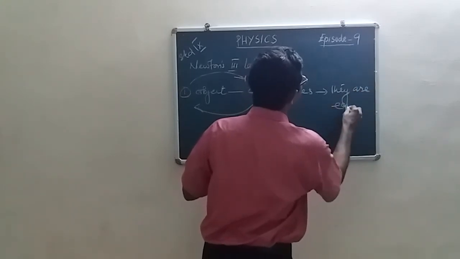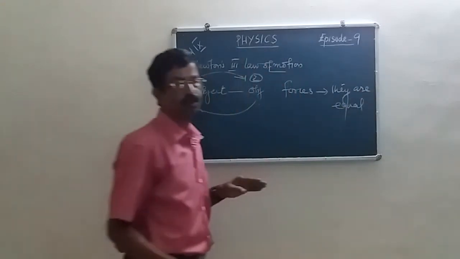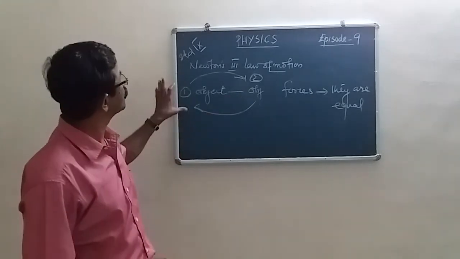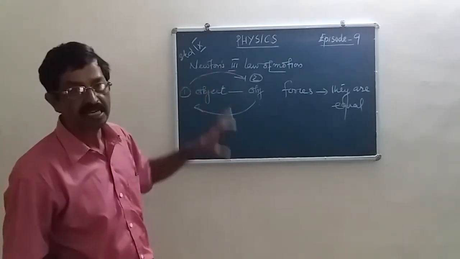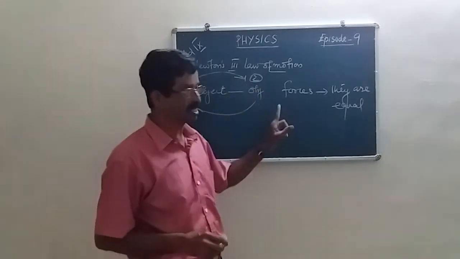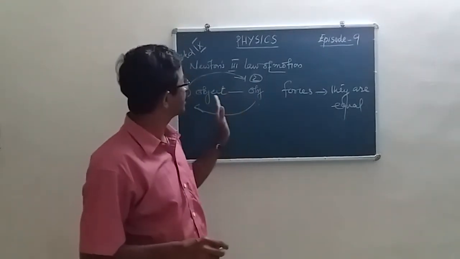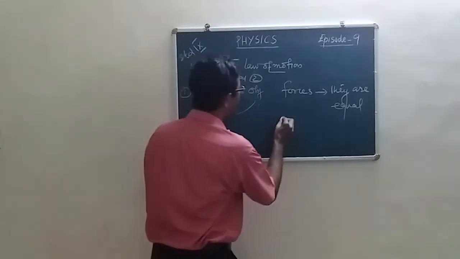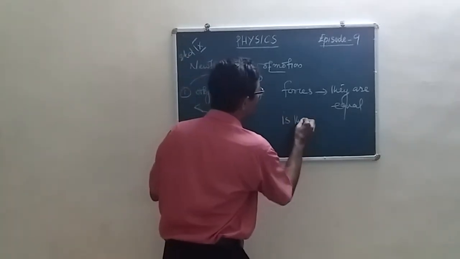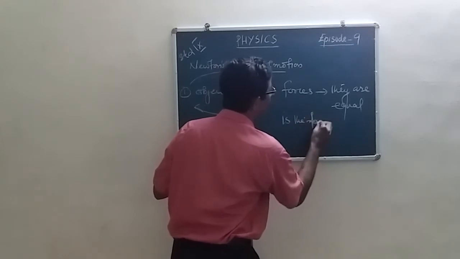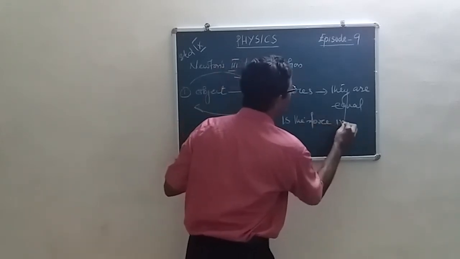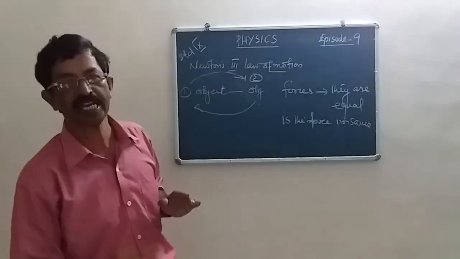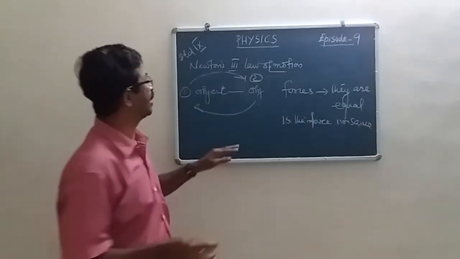Here the two forces exerted by each of these objects are equal. Each of these objects exerts a force. Are the forces equal? Yes, the forces acting here are equal. In which direction? Is the force in the same direction? No. The force is acting in the opposite direction.